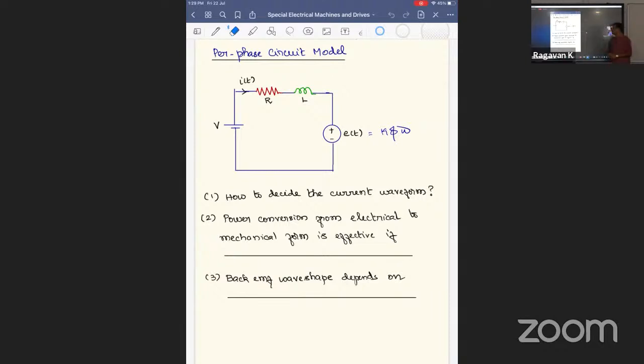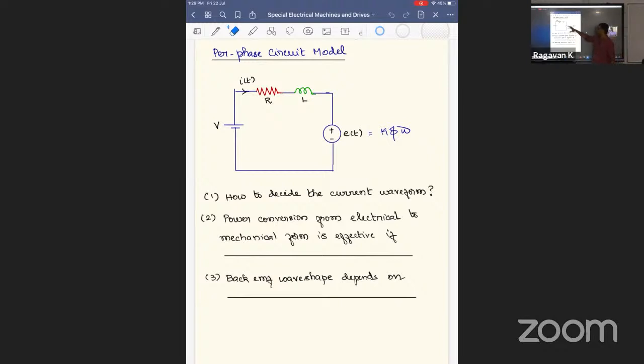The question is whether this current can be decided randomly or based on something. Is it okay? Based on something. By mistake, I changed the option, but even then, yes, correctly at the second one. Based on something. That something is back EMF.